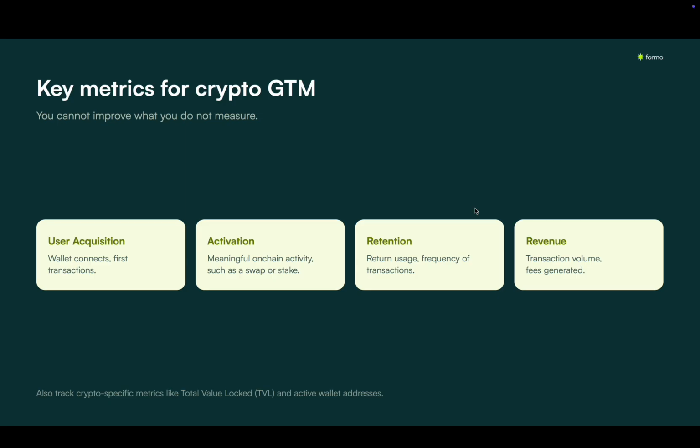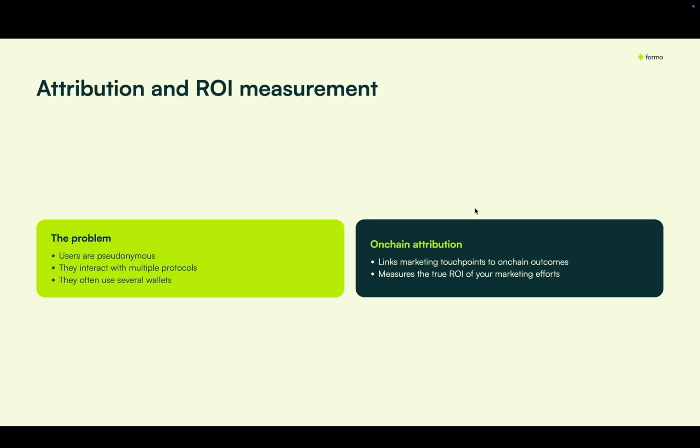The metrics should follow the user journey. Start with acquisition, including wallet connects and first transactions. Then measure activation through meaningful on-chain activity, such as a swap or stake. Retention looks at return usage and transaction frequency. Revenue measures transaction volume and fees generated. Crypto teams should also track metrics such as total value locked and active wallet addresses.